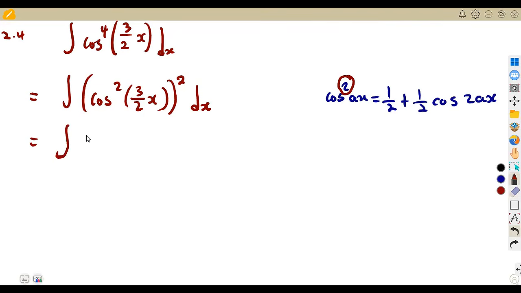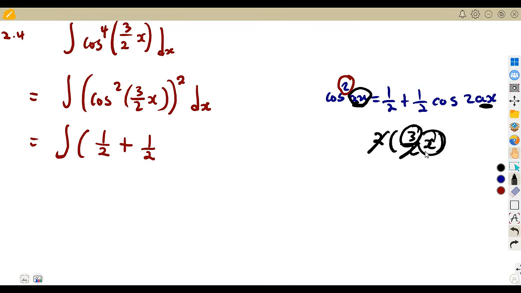The integral of, we are now substituting what is equivalent to cos squared, which is this part. So it is 1 over 2. So we've got 1 over 2 plus 1 over 2. This is 2ax. So it's 2 times ax. Our ax is the one that we have on cos squared, which is 3 over 2x, this one. So we have to multiply that by 2. We multiply by 2, this and this cancels.